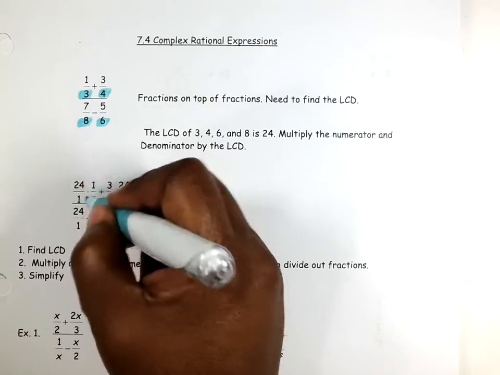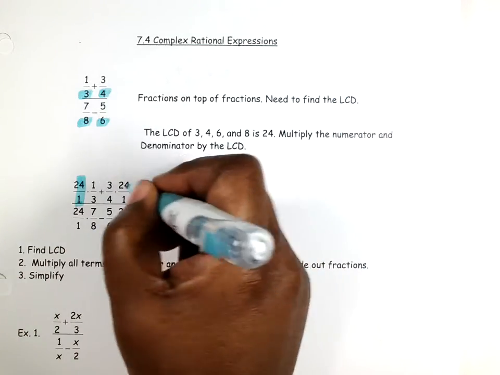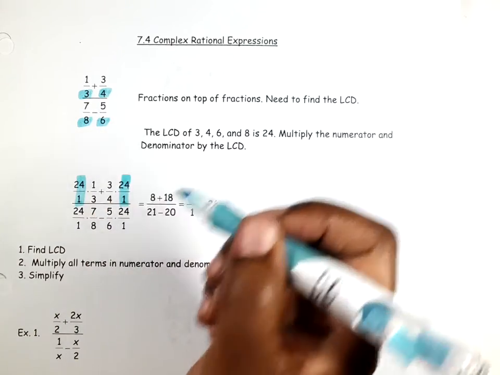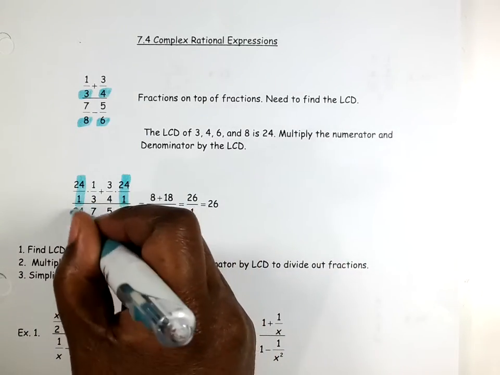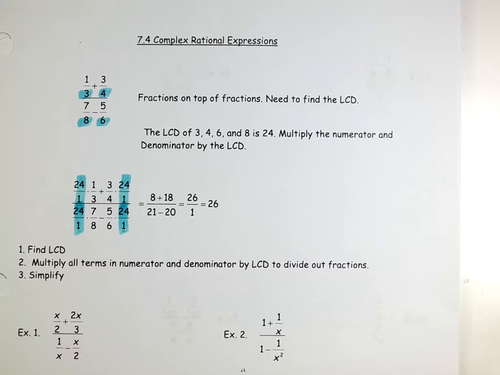So that 1/3 is being multiplied by 24 over 1. And then the 3/4 is going to be multiplied by 24 over 1. Down the bottom, that 7/8 is being multiplied by 24 over 1. And then the 5/6 is also being multiplied by 24 over 1.